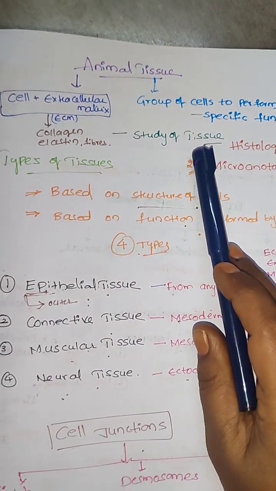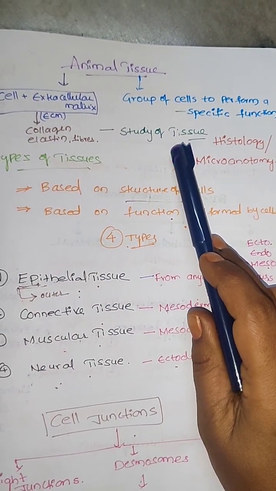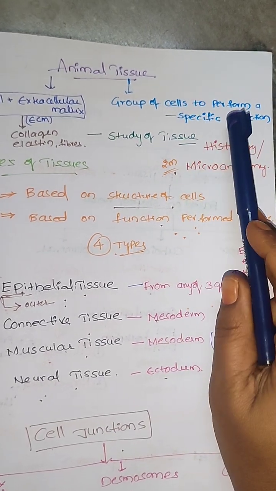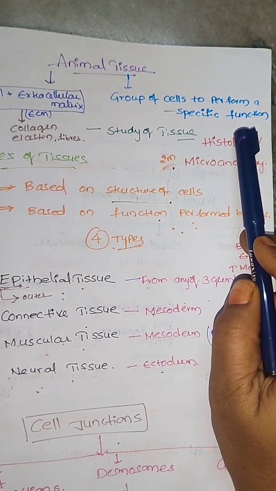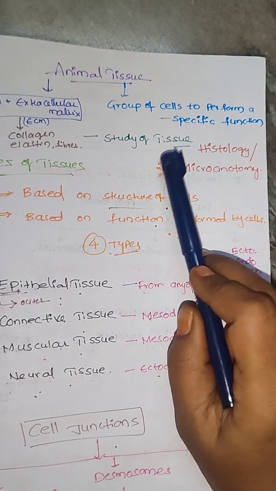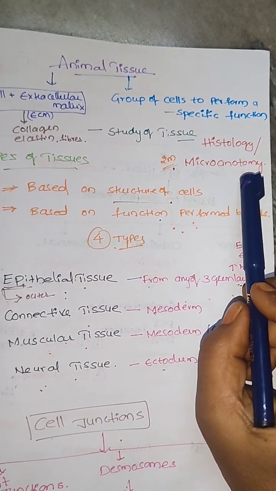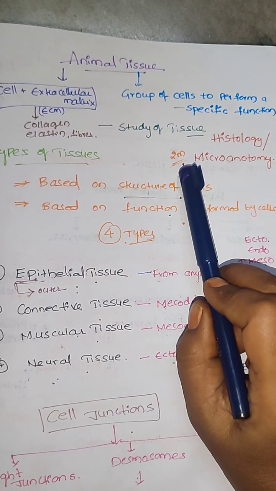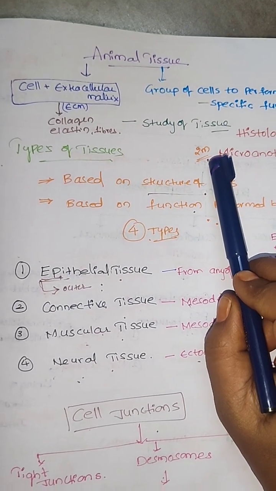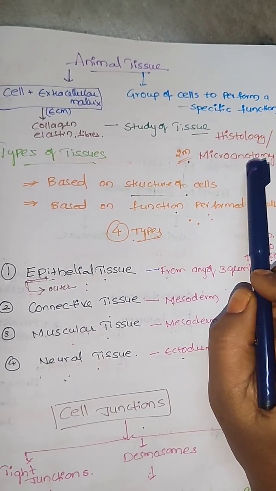Animal tissue. It is in the first year zoology. A group of cells that perform a similar or specific function is called a tissue. The study of tissue is histology or microanatomy. This is important for 2 marks in the IPE. What is histology or what is microanatomy?